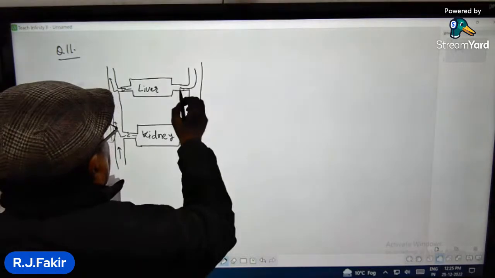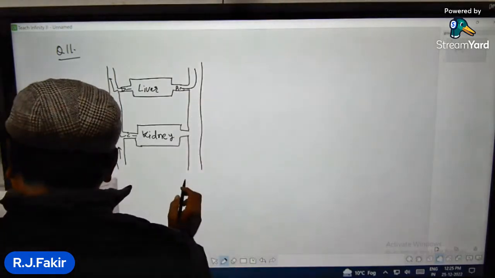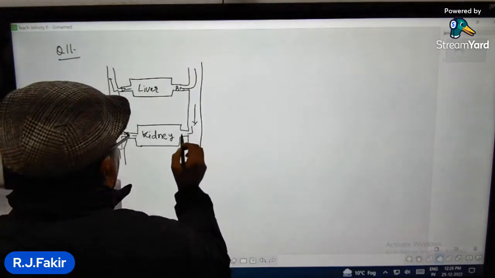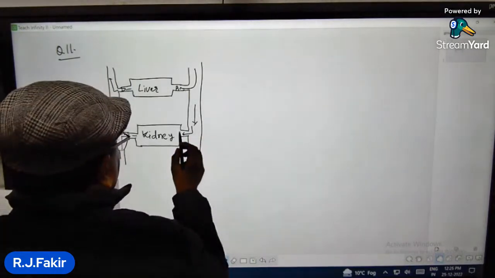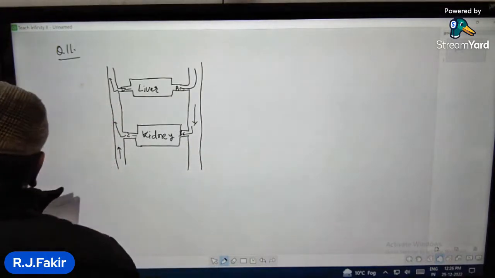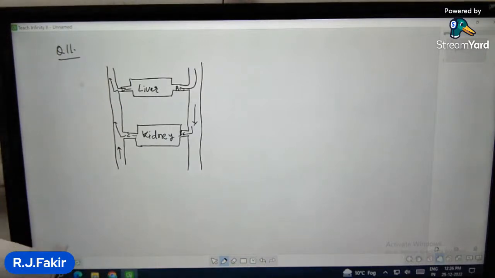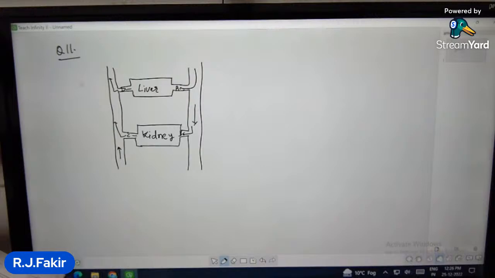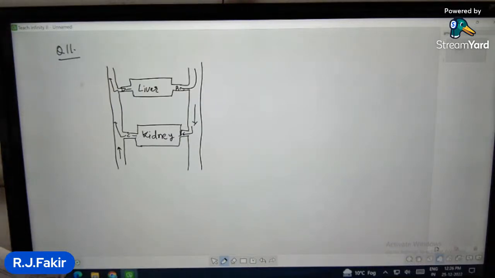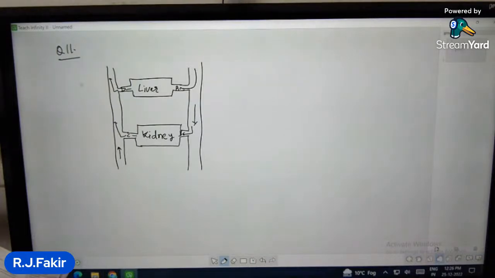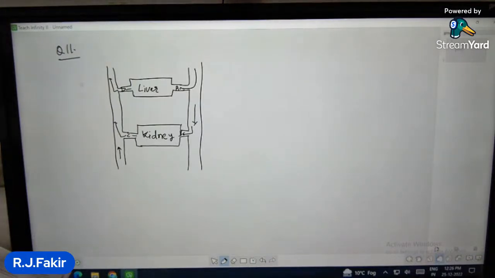Here it is A, and here it is B. Now the question about this is: the diagram represents the liver, kidney and some associated blood vessels. Identify the vessel from the labeled parts A to D. In which of the blood vessels will there be the lowest concentration of urea?